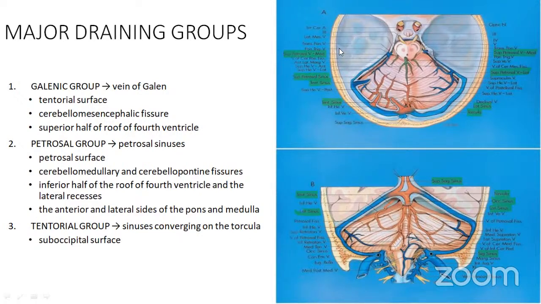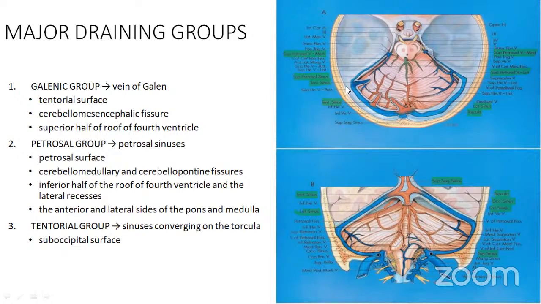In this schematic diagram, we can see it has been color coded. The veins in green drain into the Galenic group, which we have discussed previously, that the superior part of the anterior part of the superior cerebral hemisphere drains into the Galenic group. The veins color coded in blue drain into the petrosal sinuses. The veins color coded as red or brown drain into the tentorial group.